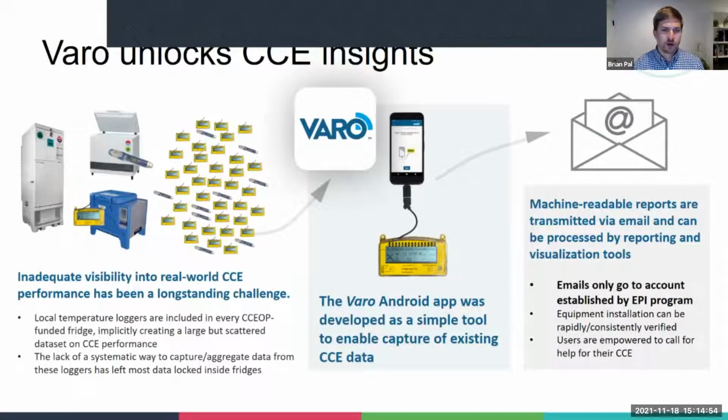For a little bit of the background, the driver to create the Varo application: we recognized that visibility into real-world cold chain performance has been a longstanding challenge. We saw a big opportunity here because there are very many 30DTR loggers installed in fridges that create a very large data set on fridge performance. But without a systematic way to capture data from those loggers, for the most part, they've remained left inside refrigerators. So we developed the Varo Android application as a simple tool to enable users that have smartphones to plug into those loggers, download data from the 30DTR, and create a machine-readable email report that they can send to their program or their colleagues. Next slide.